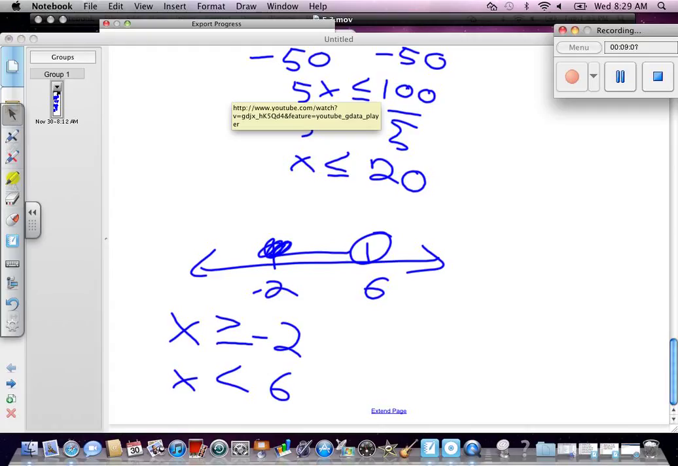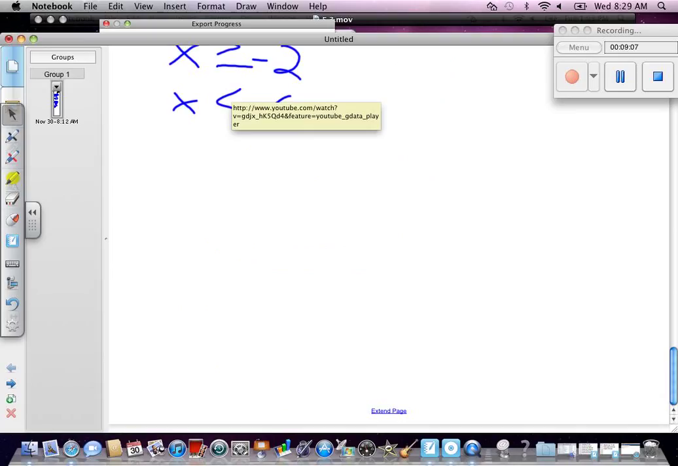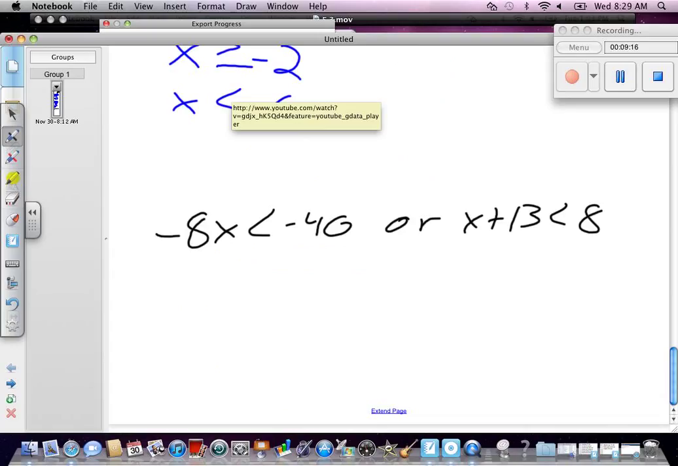Let's look at number 18. For 18, we've got -8x is less than -40, or x plus 13 is less than 8. So we already know from the or that the arrows are going to point which way? Away. Tyler, you have a question? But if I know how to do it, can I just write the answers? Yeah, that's fine. You divide both sides by -8. What happens when you divide by negative? You've got to change the sign. Change the inequality to the other way.